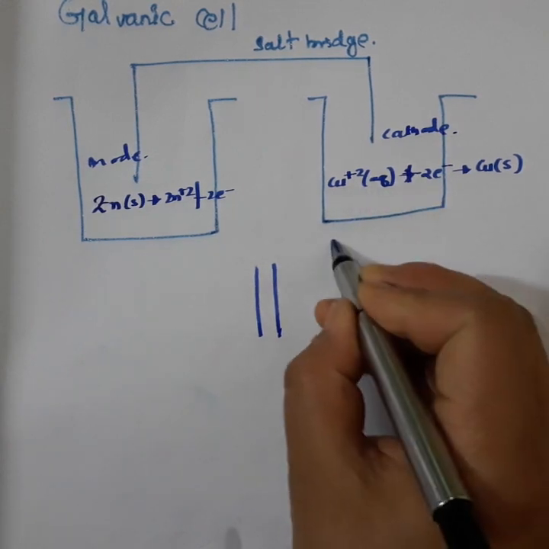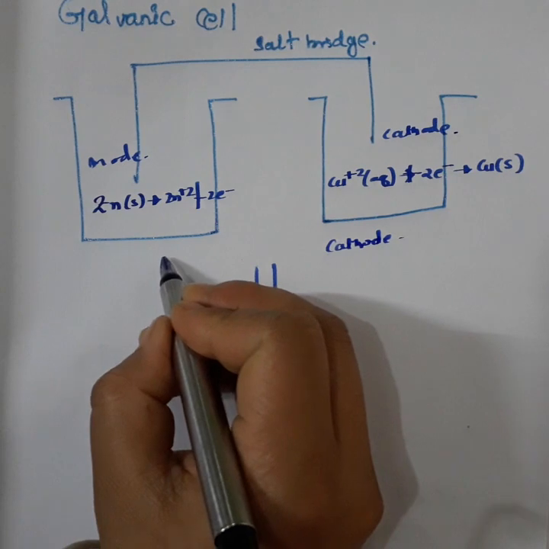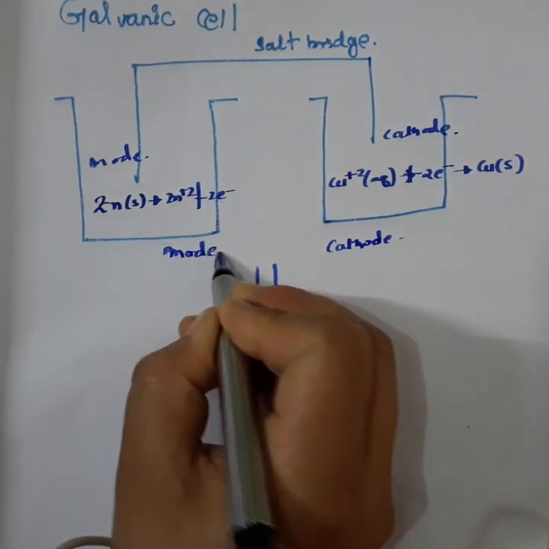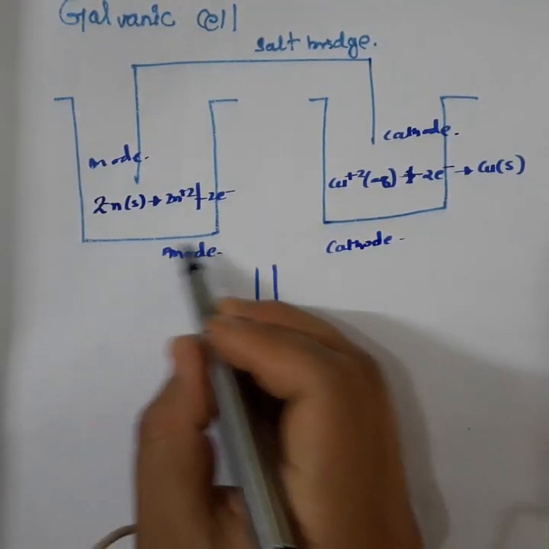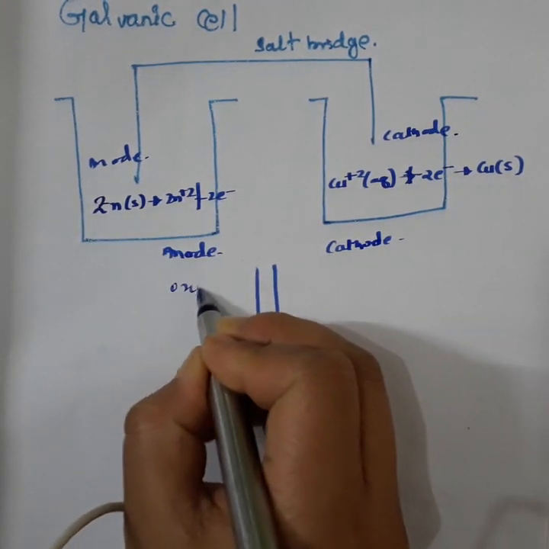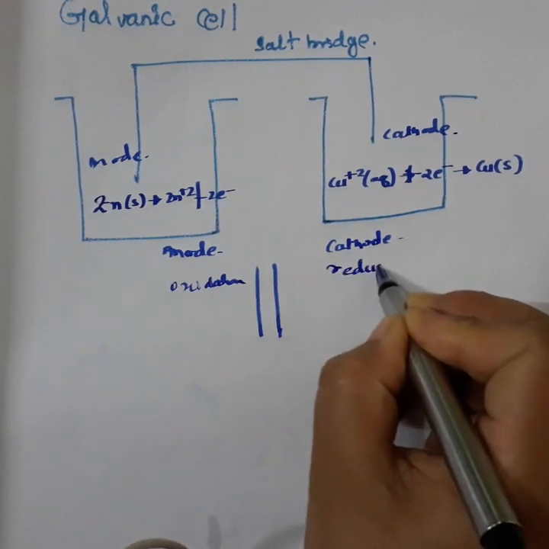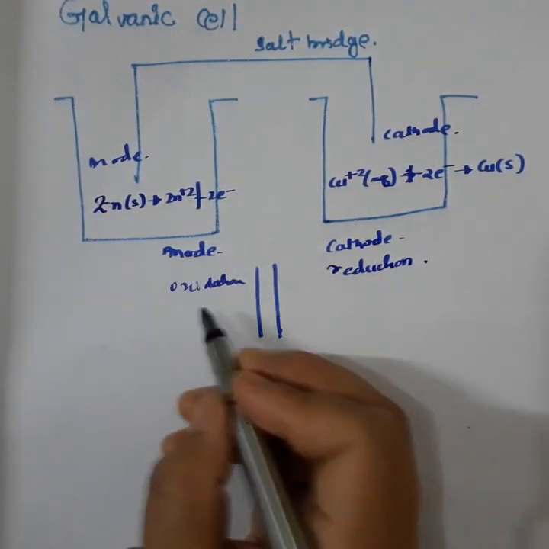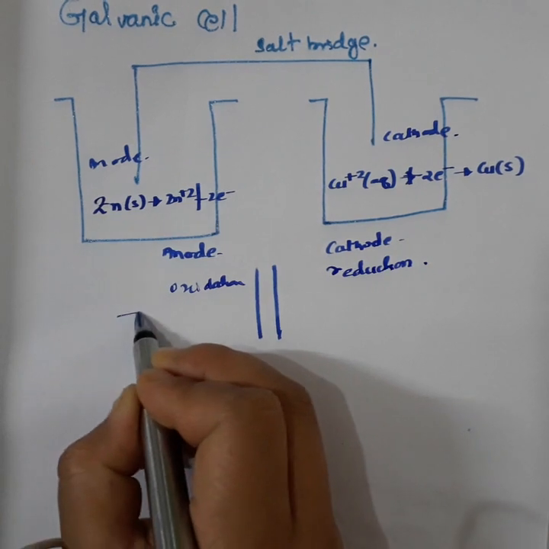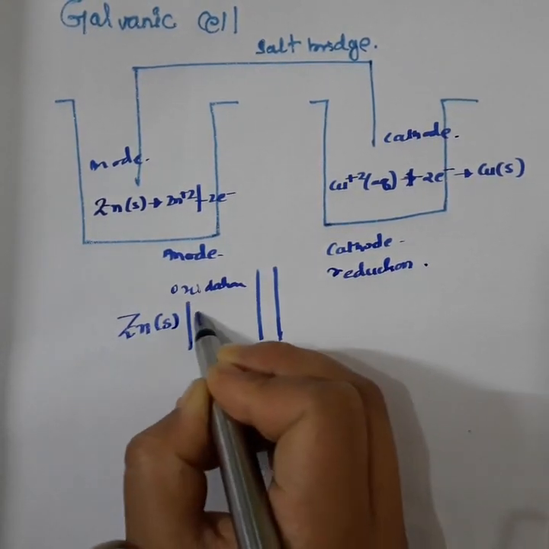Now the cathode is placed at the right side, the anode at the left side. Now what is happening at your anode? Oxidation, and at the cathode, reduction. How is oxidation happening here? What is the change? The change is from zinc to zinc ion.